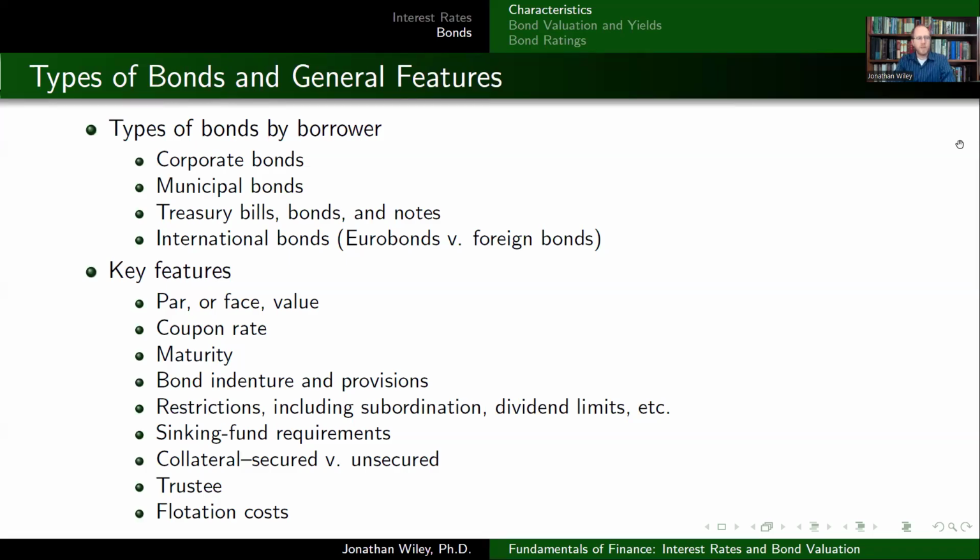All right, so in this video I'm going to talk about some different types of bonds and some general features and characteristics associated with bonds. So first, let's start off by classifying types of bonds by borrower. So we have corporate bonds.